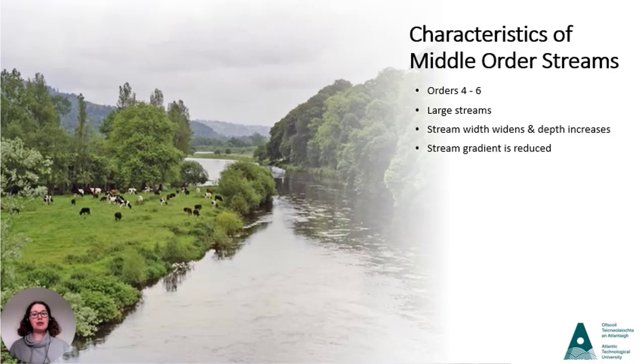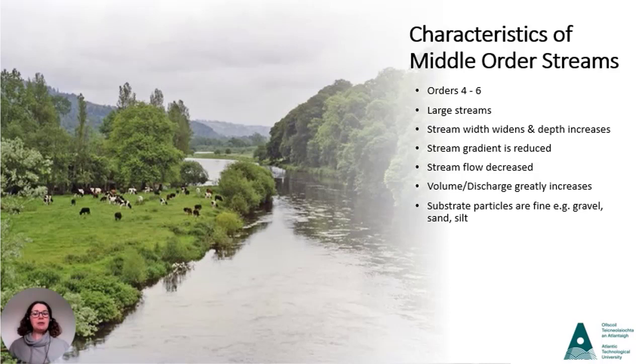Stream gradient has reduced, and because of this, the water flow has also decreased, but it is moving at quite a good pace. Volume to discharge then is greatly increased because you've got a wider, deeper, essentially river channel, which can carry more volume.